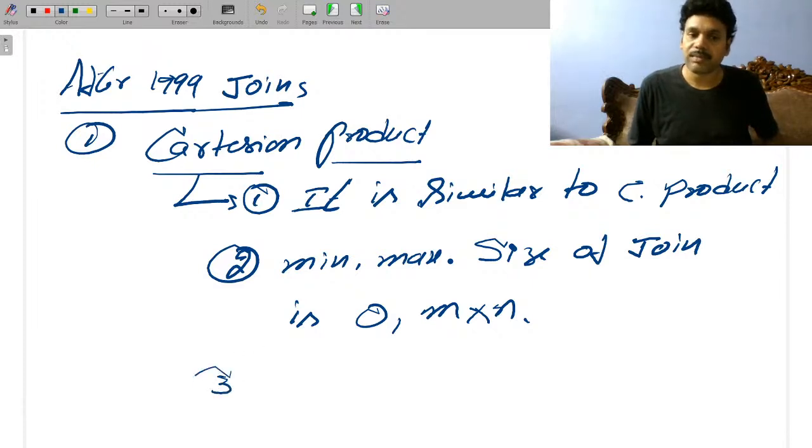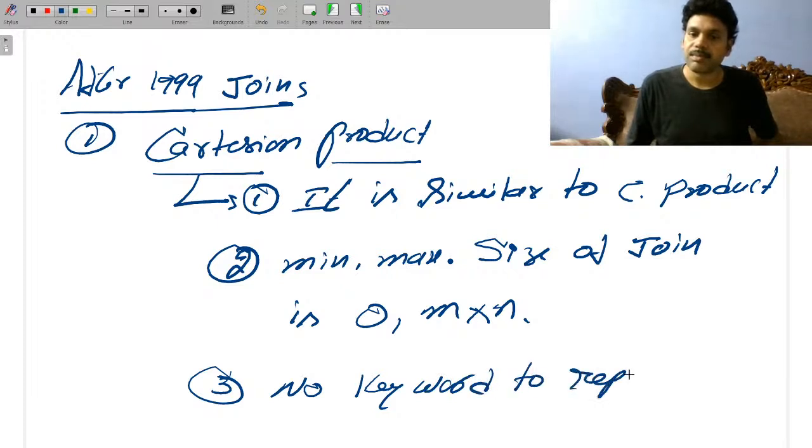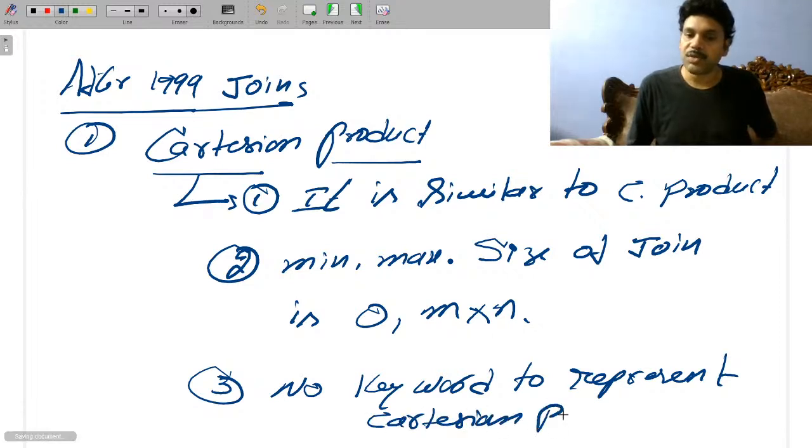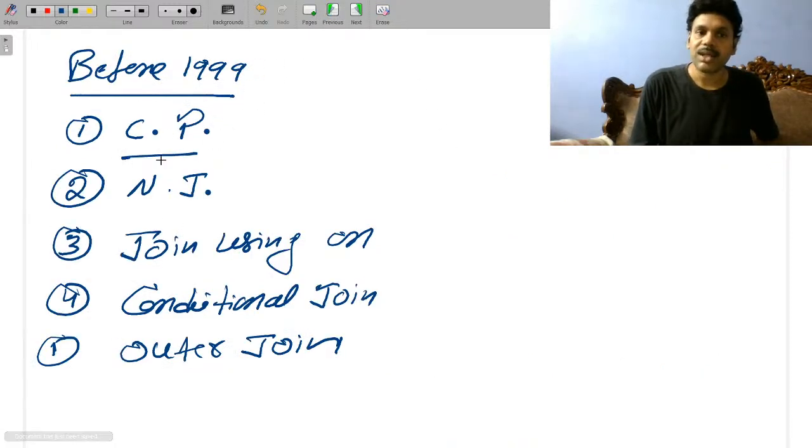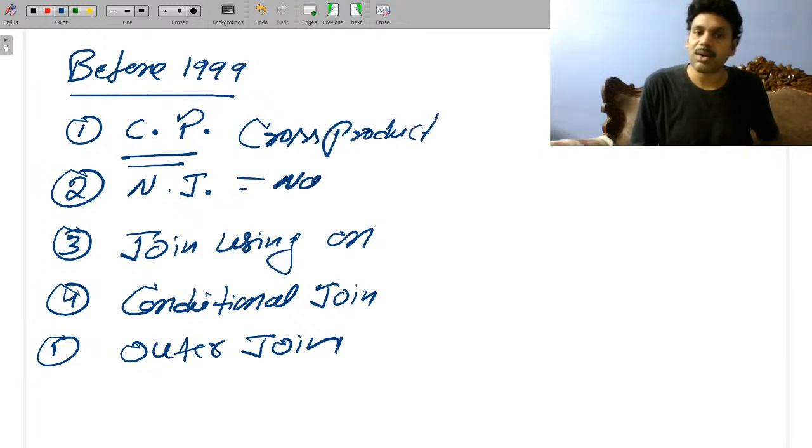There is no keyword to represent Cartesian product. But in before 1999 joins, we have a keyword. What is the keyword? Please observe. There is a keyword called cross product. We don't have a keyword here. And here there is a keyword called natural join. Please observe.